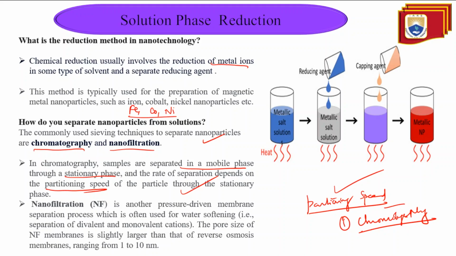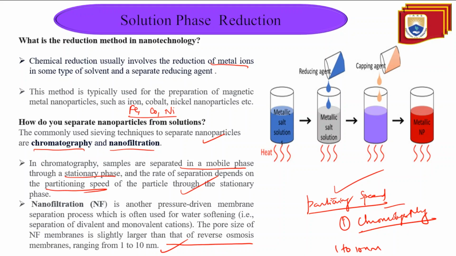The pore size of a nanofiltration membrane is slightly larger than that of reverse osmosis membranes, ranging from 1 to 10 nanometers. Nanofiltration membranes are slightly larger than those used in reverse osmosis.